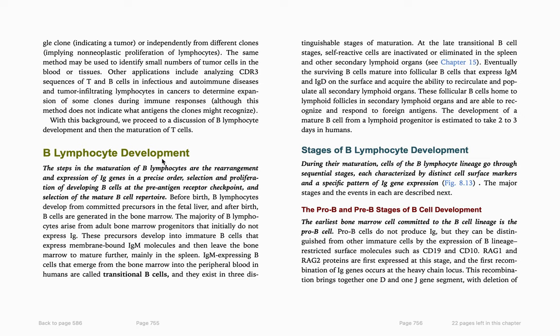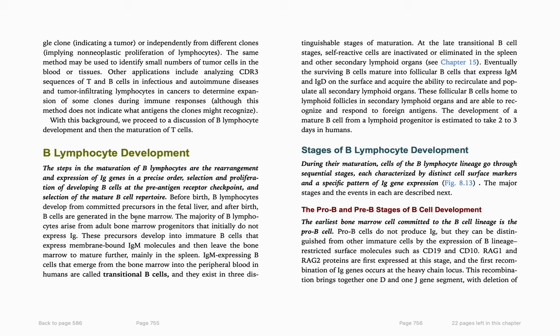B lymphocyte development. The steps in the maturation of B lymphocytes are the rearrangement and expression of Ig genes in a process order, selection and proliferation of developing B cells at the pre-antigen receptor checkpoint, and selection of the mature B cell repertoire.